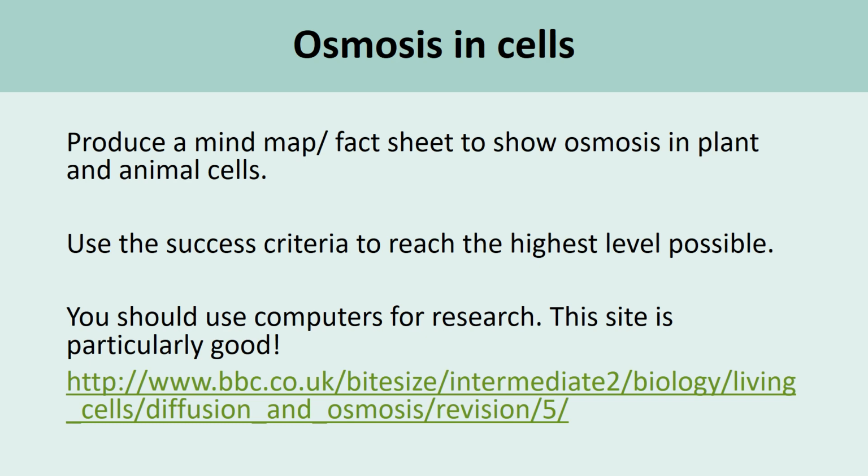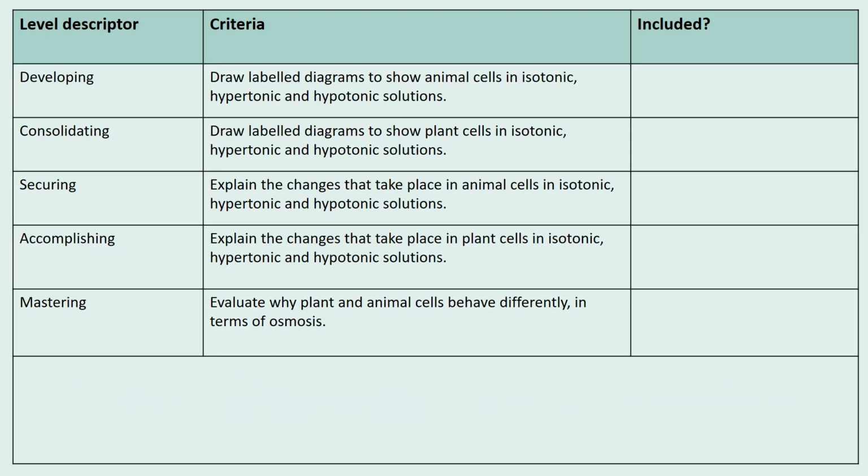I'm going to put on the next slide a success criteria. So work through that to make sure that you've included all of the things that you need to include in your piece of work. You might want to go and do some further research, so there is a link underneath to the BBC Bitesize website that just has a little bit of revision on diffusion and osmosis, so you can put it all together. So here is the success criteria.